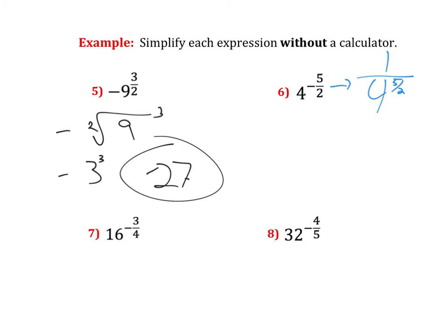So now as we simplify, this would be 1 over the square root of 4 to the fifth power, which is 1 over 2 to the fifth power. And 2 to the fifth power is 2 times 2 times 2 times 2 times 2. Well, I know 2 to the fourth is 16, so that means one more 2 thrown in there would be 32.